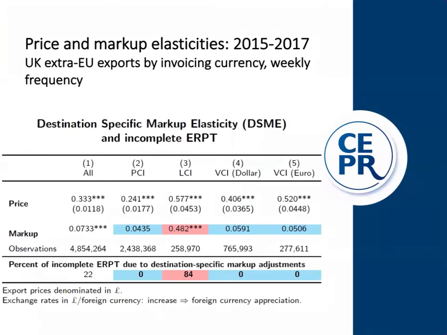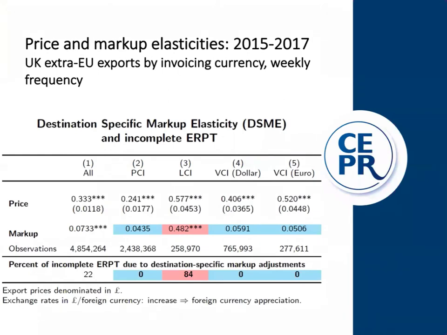So what we do with this estimator is we look at how a firm sets prices differently in different markets, and we look at how these price differentials relative to a firm's average price evolve over time in response to exchange rate changes. The key thing to take away here is if we go to column 1, for the total export price elasticity of 0.33, we see that 0.07, or about 20% of that export price adjustment, is due to firms changing their markups differentially across markets.